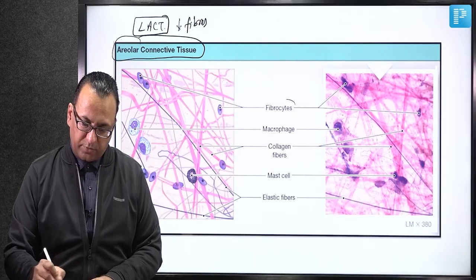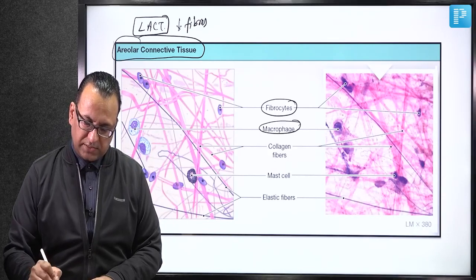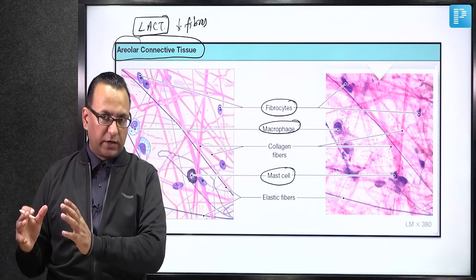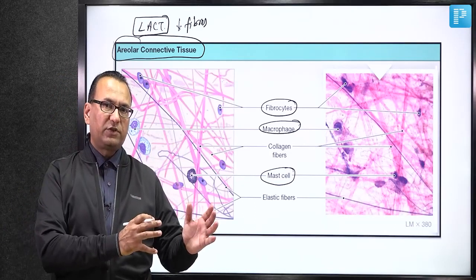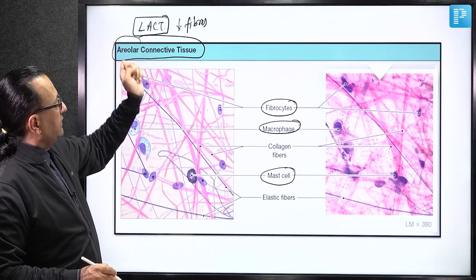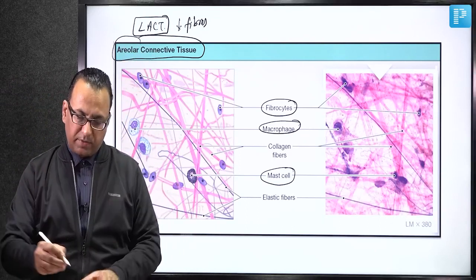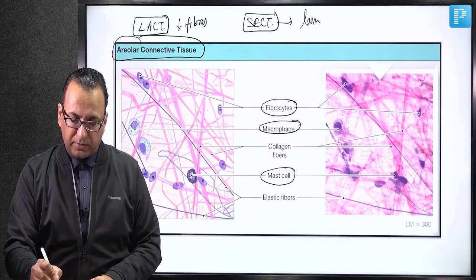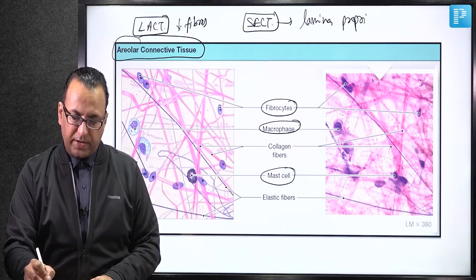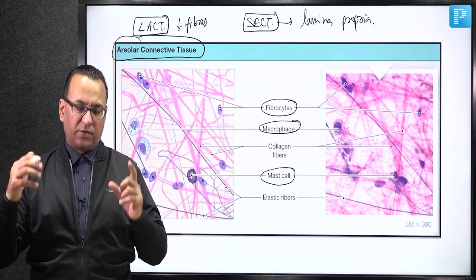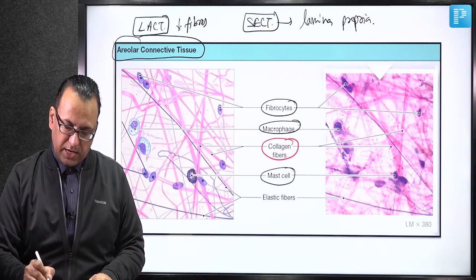The cells could be fibrocytes, macrophages, mast cells. They'll be more in number comparatively when you're comparing the loose irregular connective tissue with the dense connective tissue. Now, can you give an example of loose irregular connective tissue? Yes, under the epithelium, subepithelial connective tissue, for example, lamina propria. Now, when you talk about the lamina propria, which is subepithelial connective tissue, which kind of fibers do you find there? The fibers could be collagen fibers, elastic fibers.